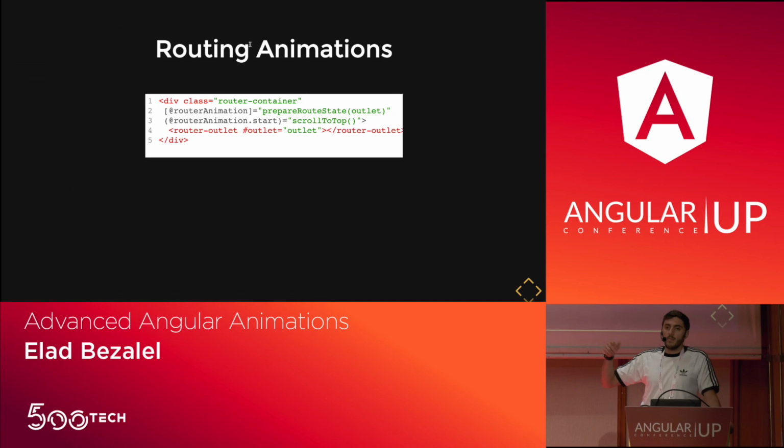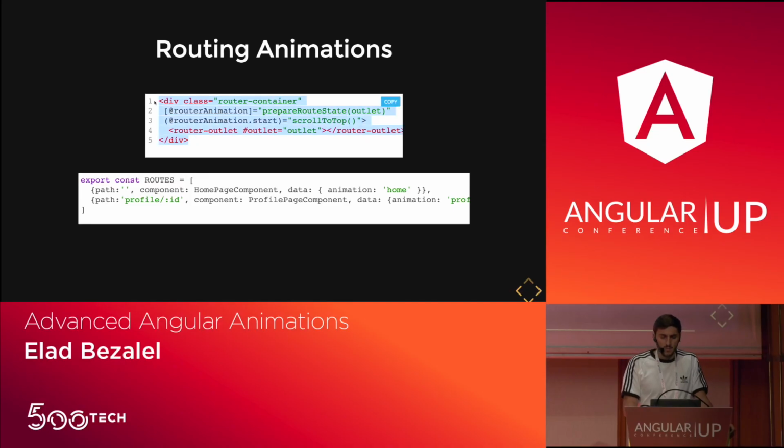Last part is routing animations. GreenSock and JavaScript in general don't know what routing means. And Angular, because we are using states of the animation, because we have open and close, let's say an open and close component, and it has two states, open and close. What if our router has some states, and the states are our routes? So this is how we do it.